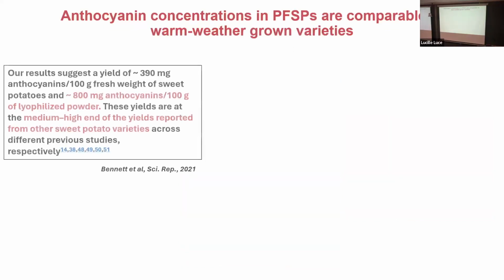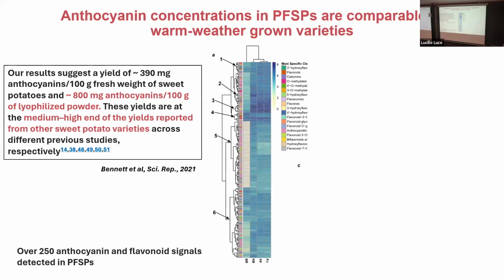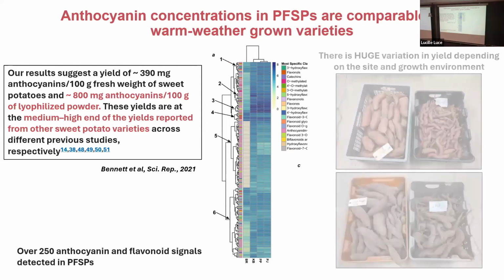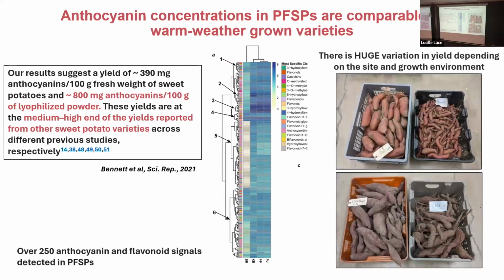What we found out through previous studies is that the concentration of anthocyanins and flavonoids in these purple flesh sweet potatoes is comparable to if the sweet potatoes were grown in the south. We also found that there are over 250 anthocyanin and flavonoid signals in these purple sweet potatoes, which computationally analyzed produces a lot more signal than just using other studies. But there is a huge variability in how they are grown.